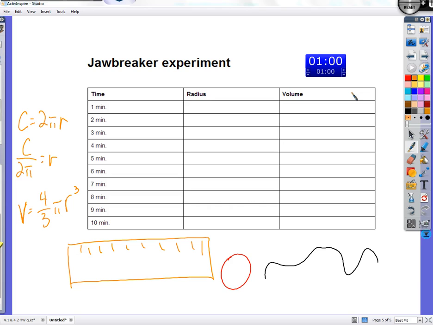Six centimeters. Make sure you get the measurement of your jawbreaker as accurately as possible. Don't go off to 6 centimeters. Yeah, I don't know. This is millimeters, guys. Yeah. Huh? This is millimeters.